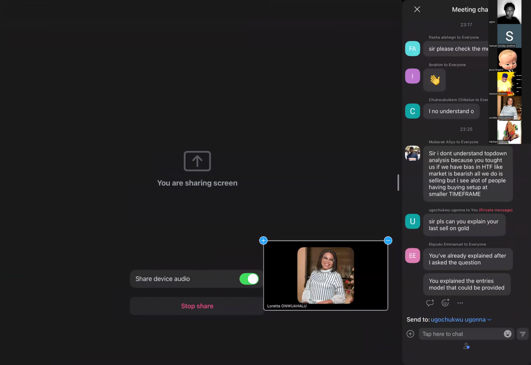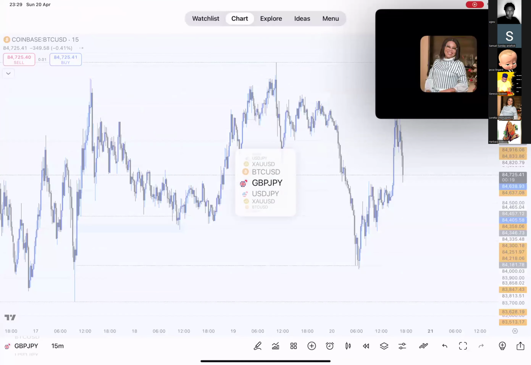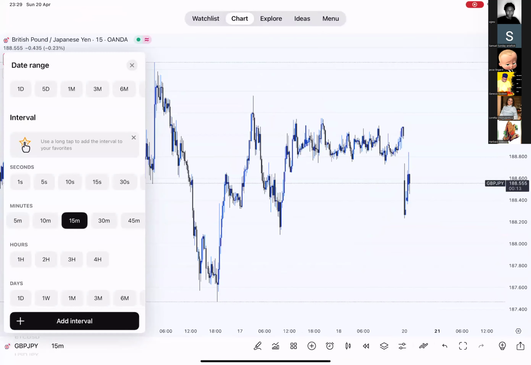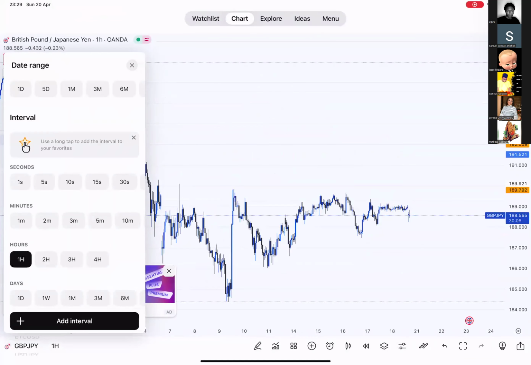Can you use one aspect to do top down analysis? Just what you explained at the beginning. I did that on GBPJPY, but let me use GBPJPY to explain again.